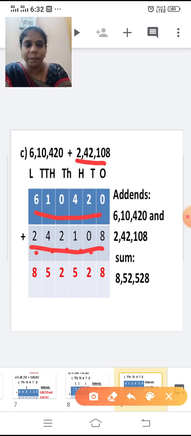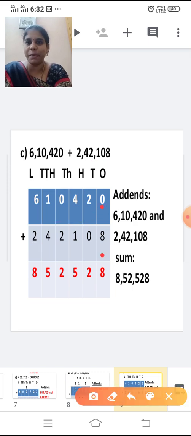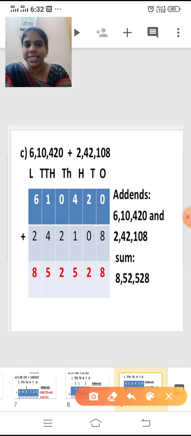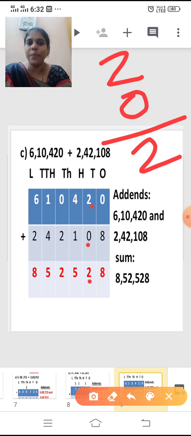Shall we add this now? Yes. Now add 0 plus 8 and tell me the answer. When you add 0 to 8, the answer will be the same, right? 8. So write it below 8 and next move on to the tens place. Now add the tens place, 2 plus 0. With 2, I'm going to add 0, so I'm not going to add any number, right? So 2 plus 0 is 2.